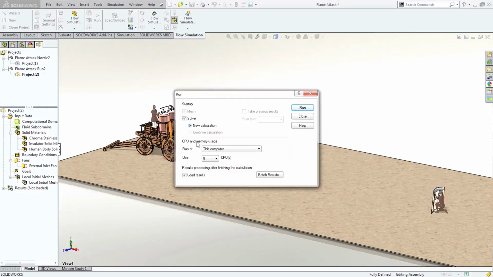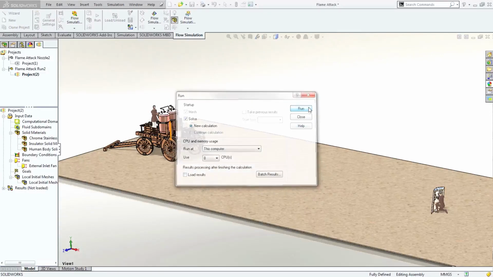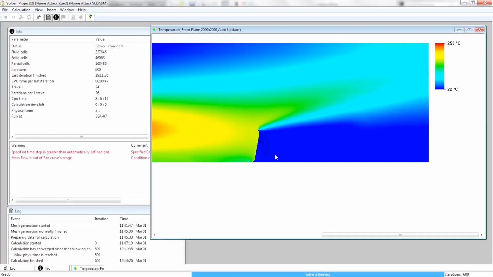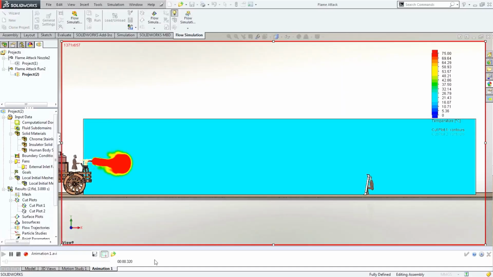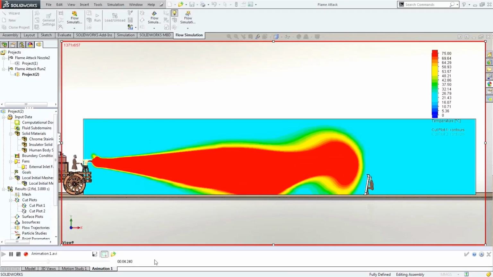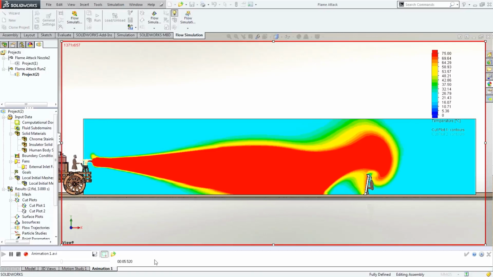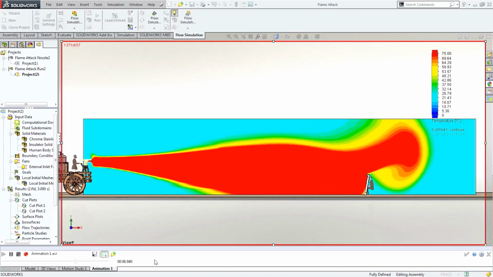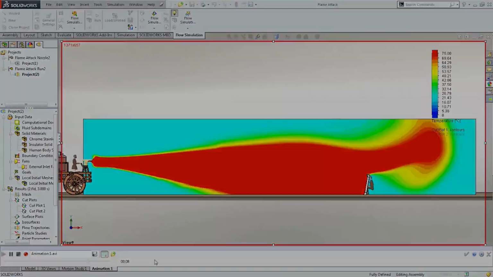The analysis is ready to run, and soon he'll discover whether the new shield design will deflect the hot flame away. Johnny looks at an animation of the temperature profile. The animation shows that for a very brief period, the temperature reaches 65 degrees. Otherwise, it's well within comfortable limits.